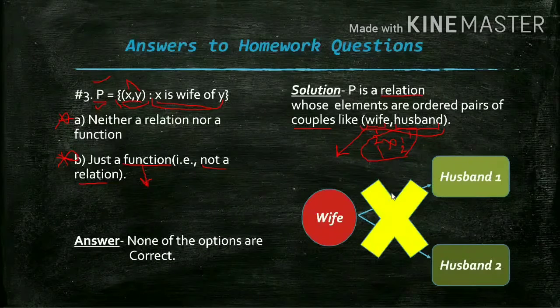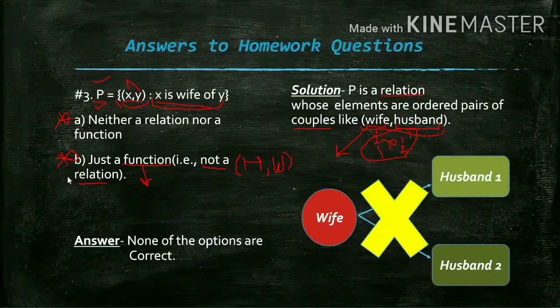Okay, so now I have a question. If I just replace the pair in the question like this, where first I place the husband and then I place the wife, and the set is like P is equal to (H, W), where H is the husband of wife W. Then what can you say about these two options?